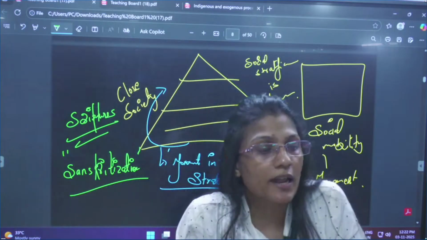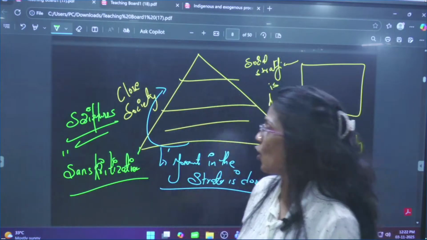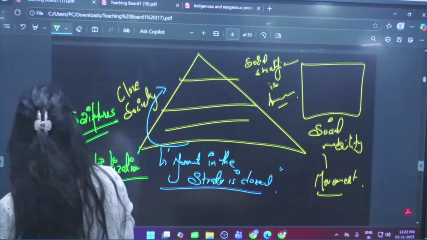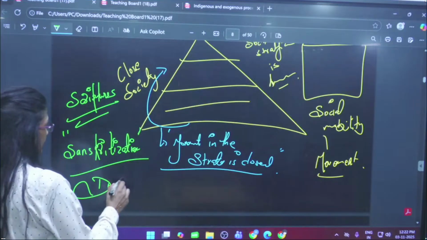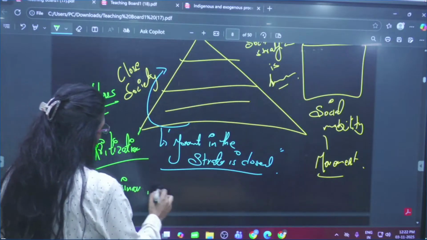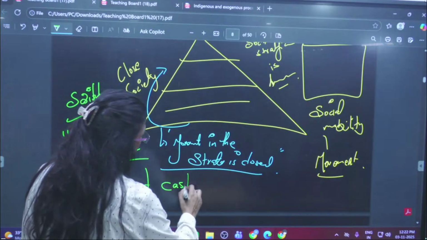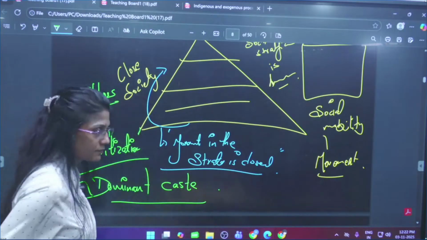Then further, M. N. Srinivas has given the concept of dominant caste, and yes, ये भी आपके यूपीएससी में, आंथ्रो में और सोशो में दोनों में आ चुका है. Dominant caste.